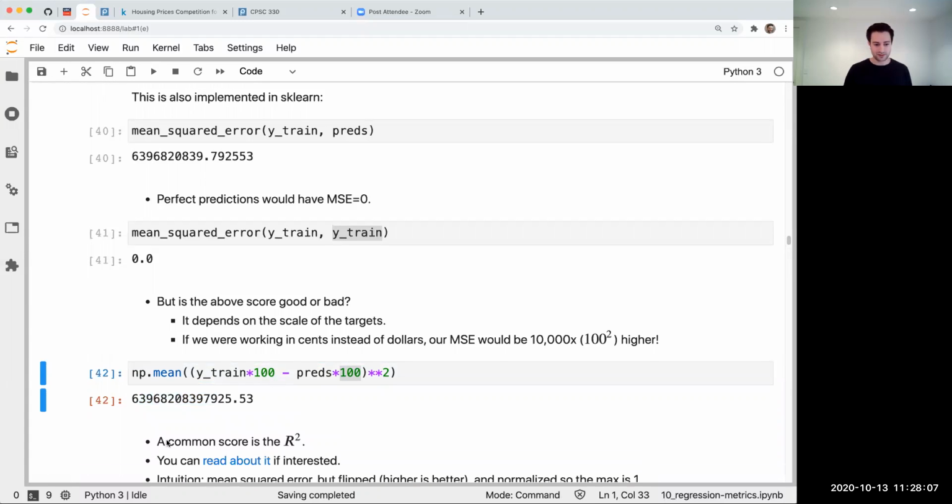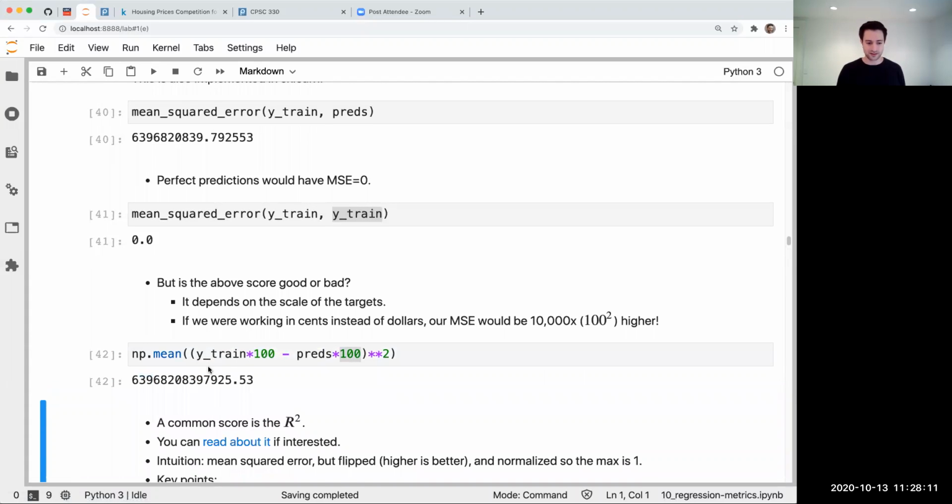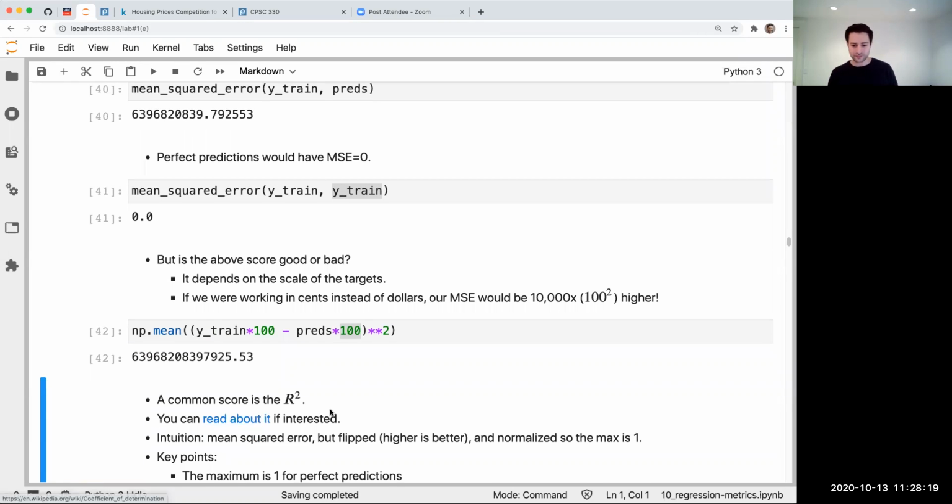And so a popular score is the R squared, and it's kind of like a normalized mean squared error. You can read more about the exact formula if you're interested. I'm not going to go into it, but it's similar to mean squared error. It's flipped. So in scikit-learn, for the scores higher is better by default, as you've been seeing so far when you call .score, higher is better. So it's not mean squared error, it's flipped. Higher R squared is better.